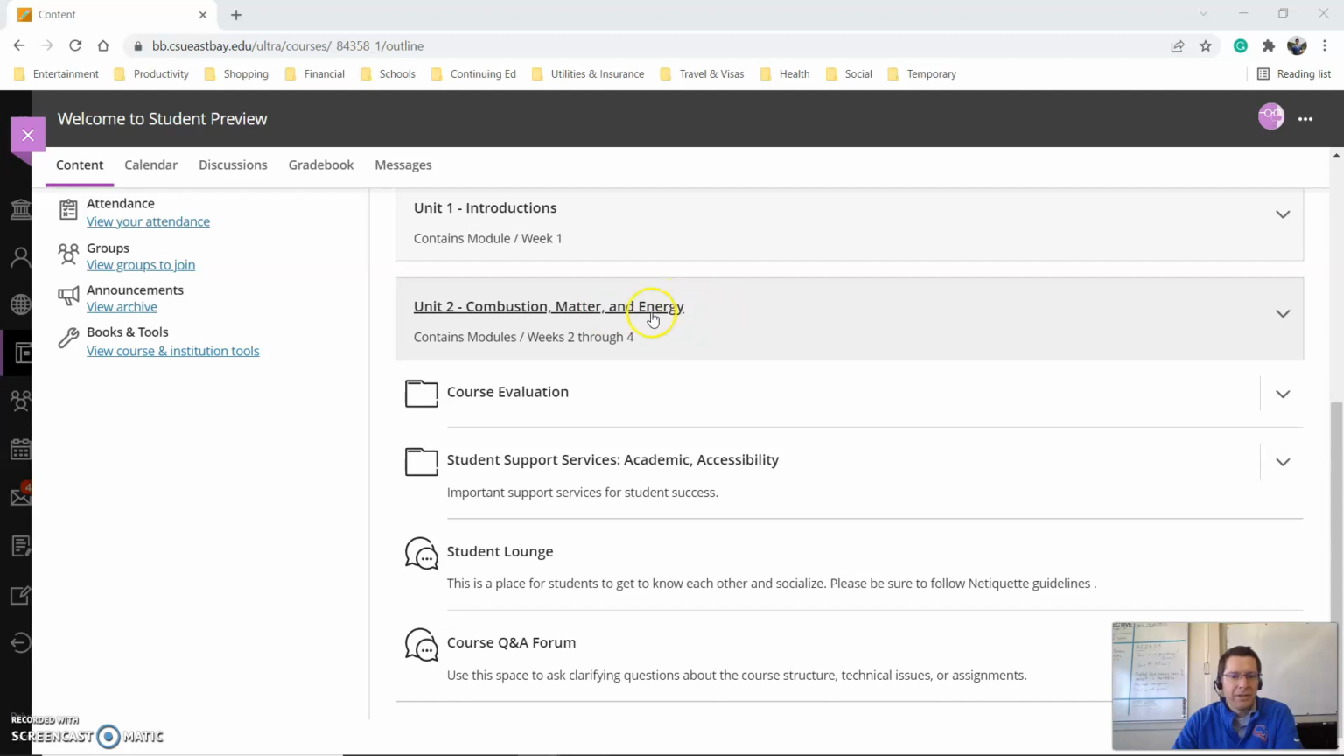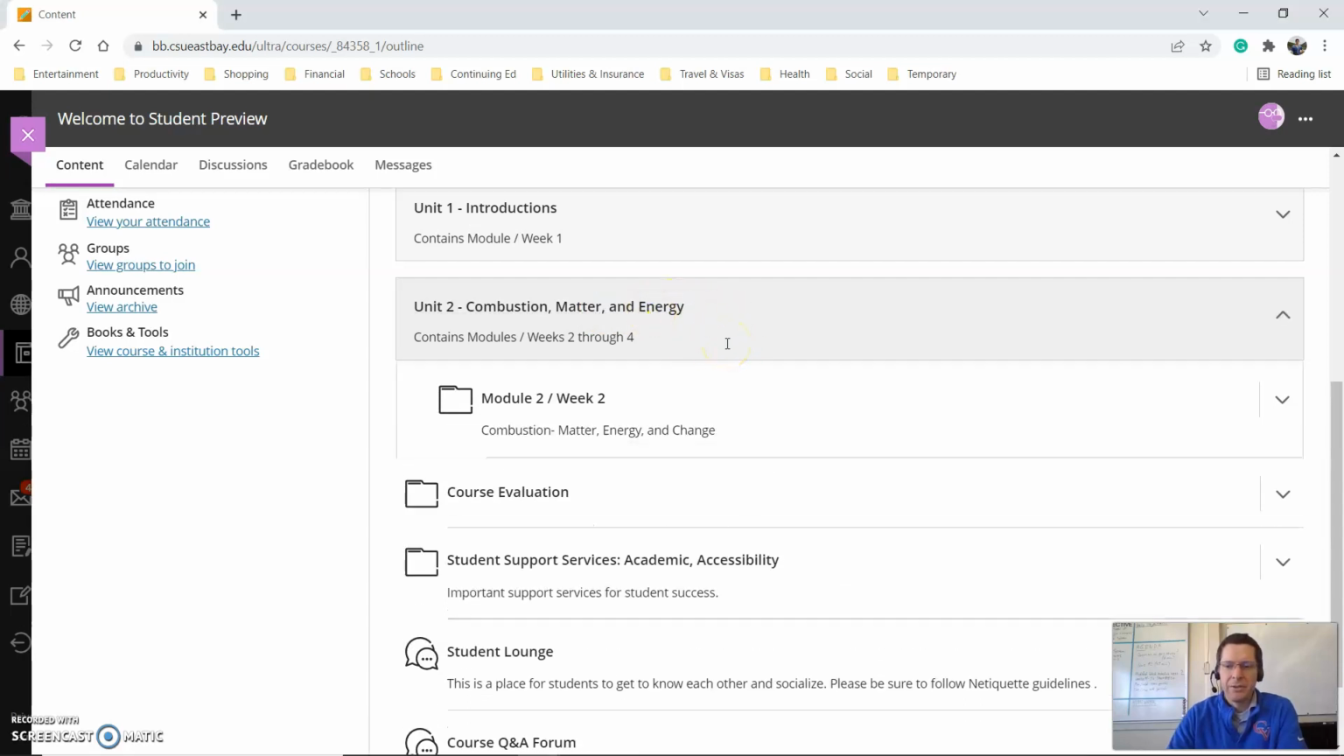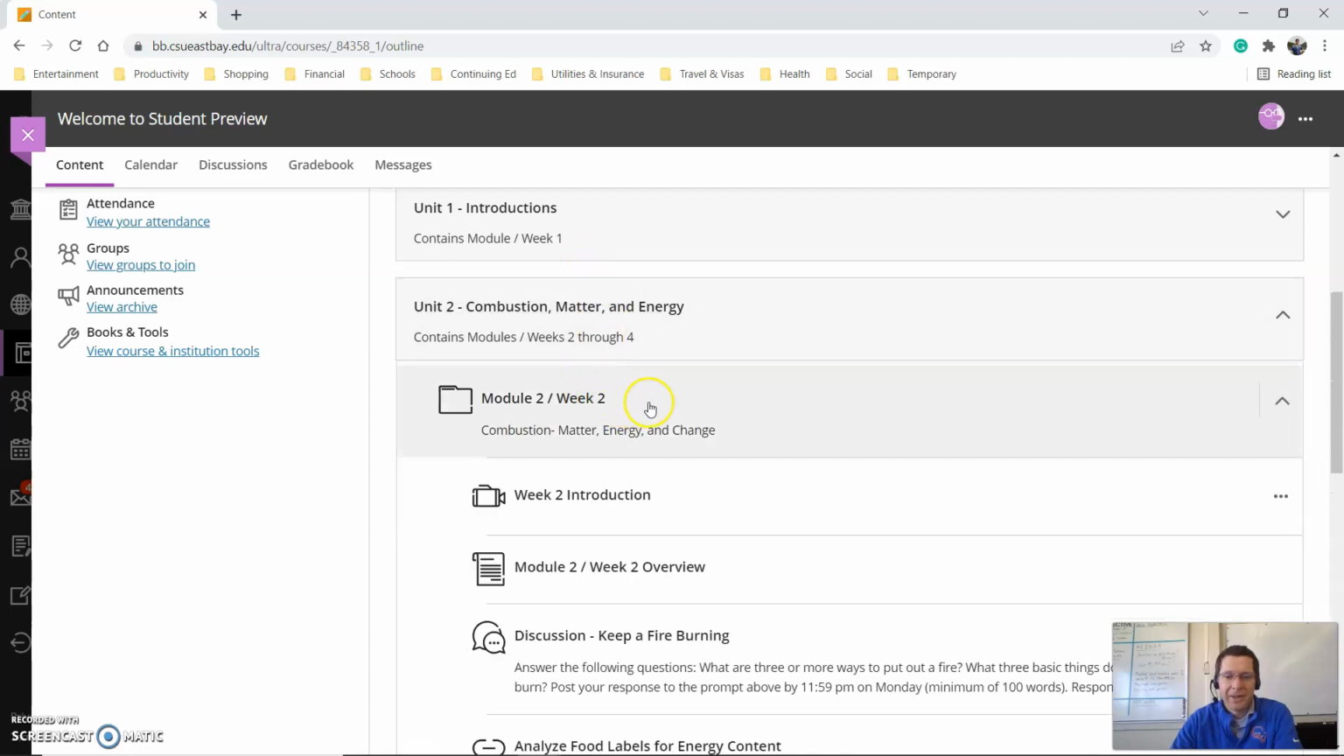Now, in week two, this is where we are really getting into some chemistry content. I guess we got into that a little bit in week one with some significant figures, but now we're really getting into chemistry content. So I'm excited about that.